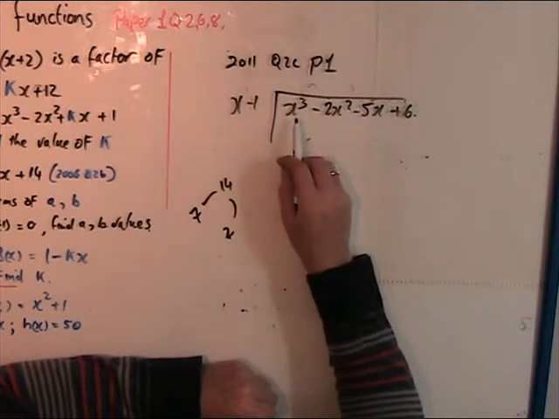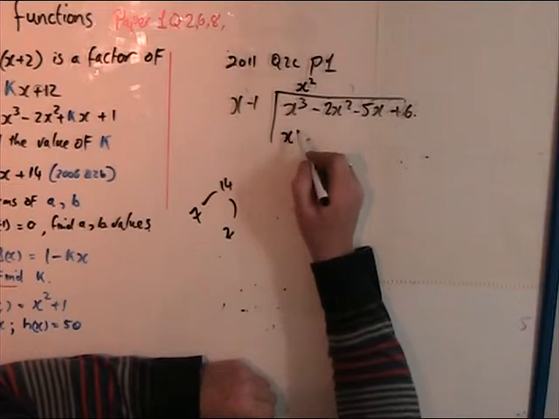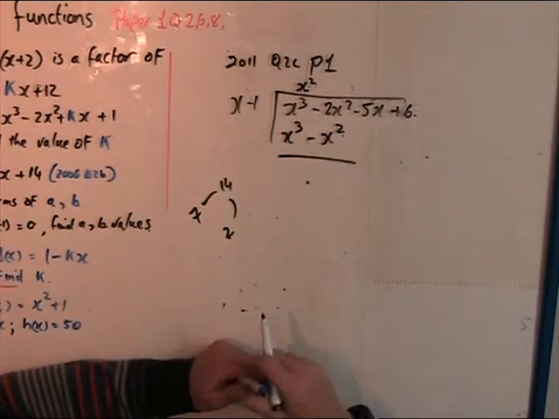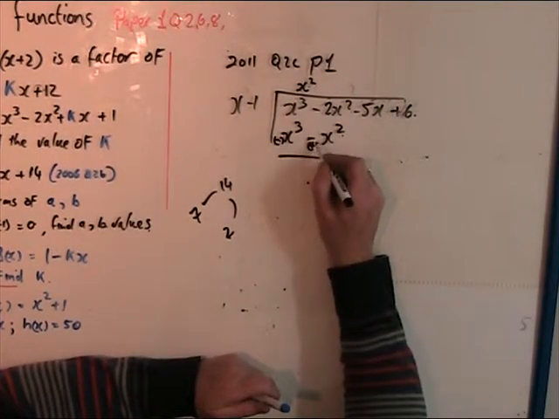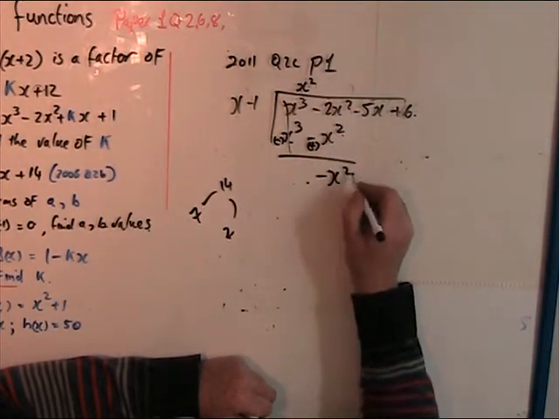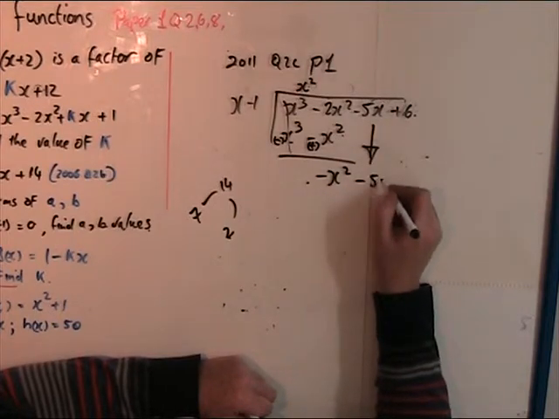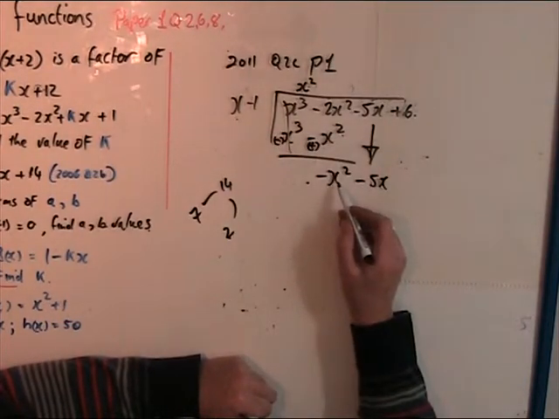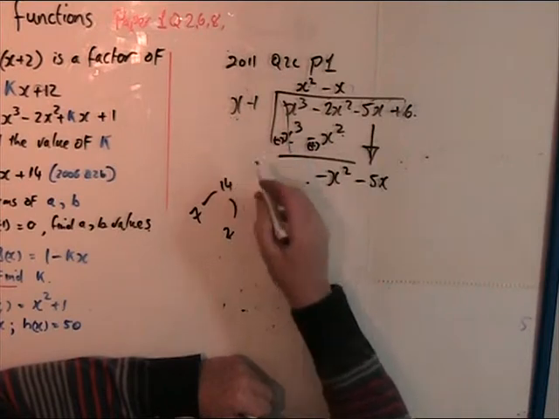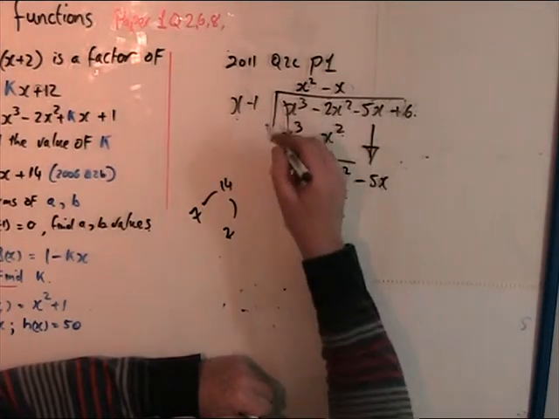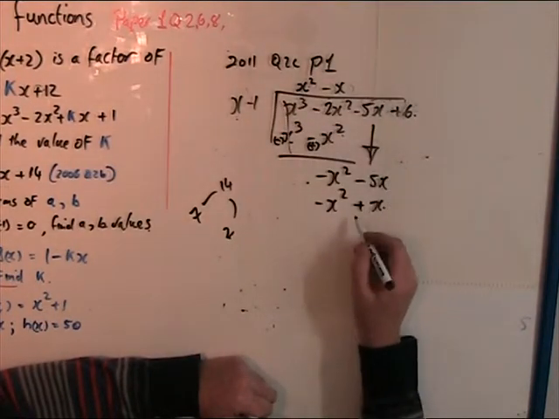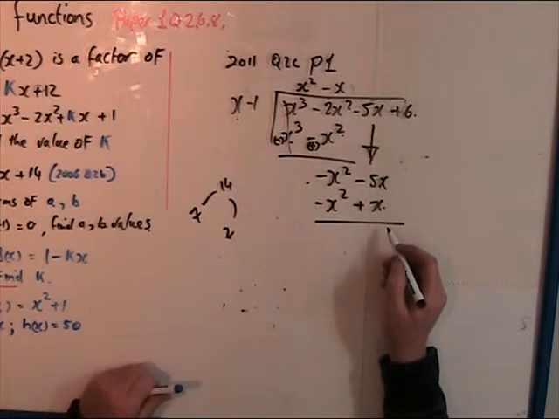What do I need to multiply x by to get x cubed? x squared. x squared by minus 1 is minus x squared. Change the signs, minus, plus, they're mixed. So then maintain it. Plus x squared minus 2x squared is minus x squared. Bring down the minus 5x. Okay, starting again. What do I need to multiply x by to get minus x squared? I need to multiply it by minus x. Minus x by x is minus x squared. Minus x by minus 1 is plus 1x. Work out the sign later if you're not sure.